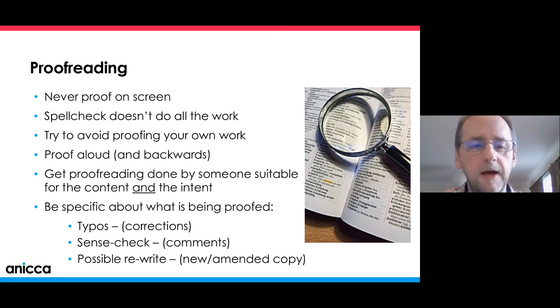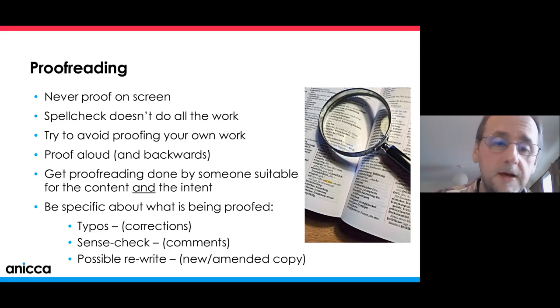If you can, don't proof your own work. From the moment you start writing, you are almost too close to what you've written, and you will not read back what you have seen. But if that's unavoidable, I would suggest that you always proof aloud. And if you can bear the slight embarrassment of sounding a bit foolish, read it backwards as well. Probably a sentence or a paragraph at a time, but it can be extremely useful in picking up not necessarily the sense check, but certainly typos within specific words, individual words.